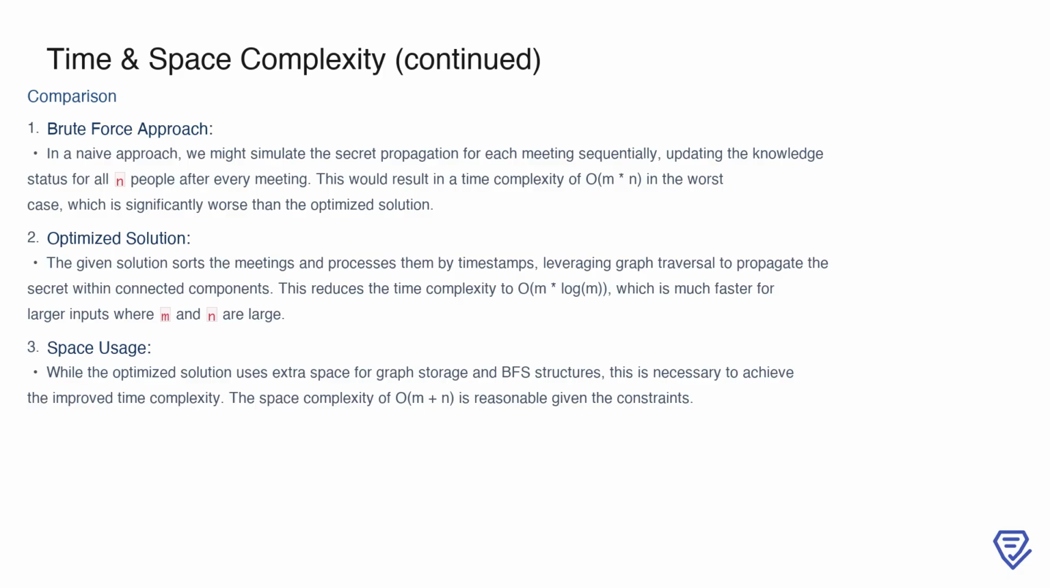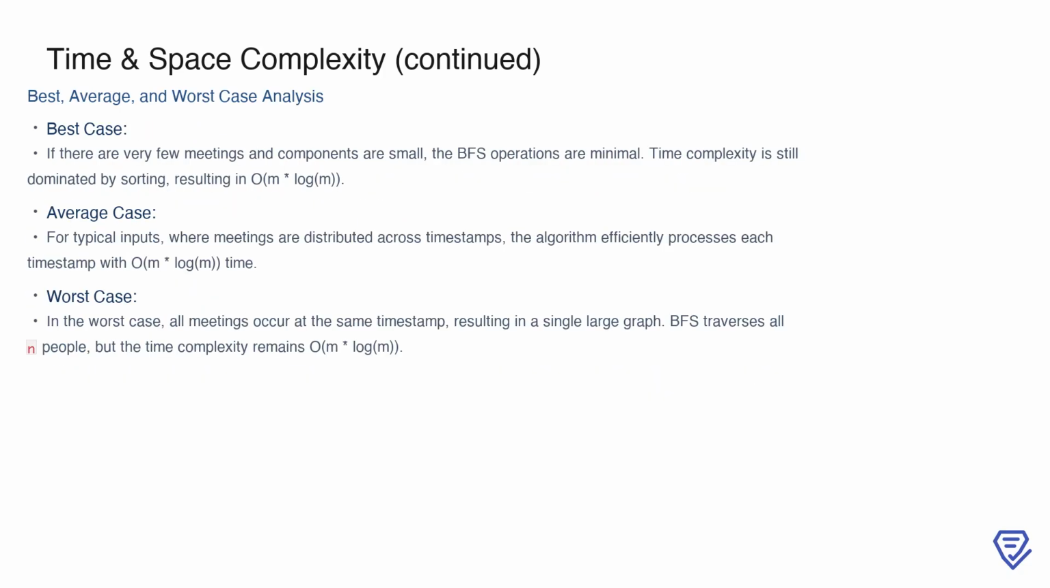While the optimized solution requires extra space for graph storage and BFS structures, this trade-off is acceptable given the substantial improvement in time complexity. The space complexity of O(m+n) is a reasonable cost for the efficiency gained. Now let's analyze the algorithm under different scenarios.